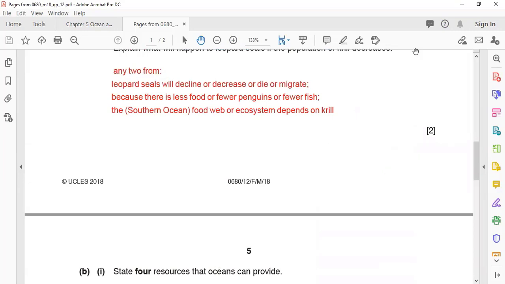Okay, now, are you with me? Yes. Okay, please check now. State four resources that the ocean can provide. Remember when we started this chapter, we said what we can get from the ocean. Remember? Yes. Fish, salt. Meaning food. I'm talking about food. You can get food. Okay, food and salt. Salt means chemical. Yes, okay.